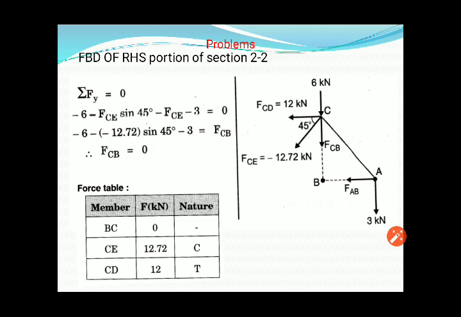So like this, by using the method of section, you have to solve. See, in the method of section, you have to show only the members which are cut by the section line, and after that you can consider the left or right portion of the section line. For that you can use summation M, summation FX, summation FY, depending on which forces you want to find, or you can take three times moment also, no problem.